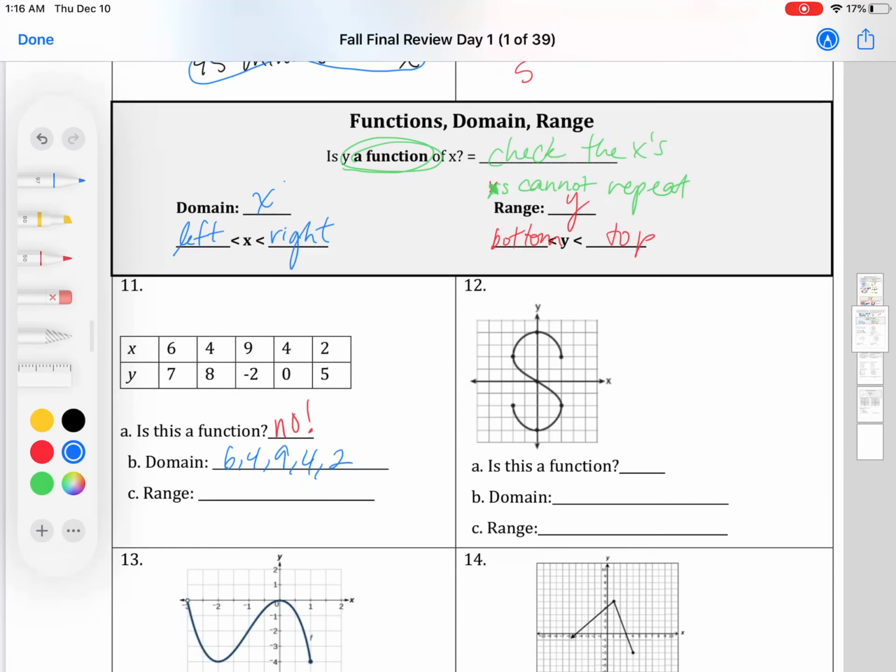Range is my y's. My y numbers are 7, positive 8, negative 2, 0, and 5. Easy. Domain is x, range is y.